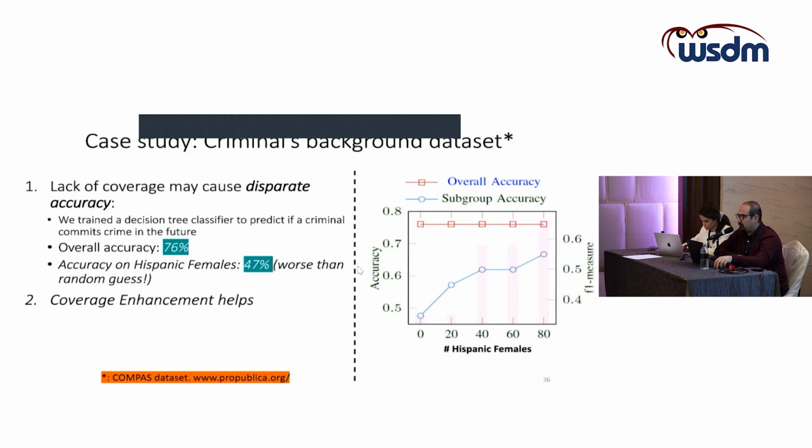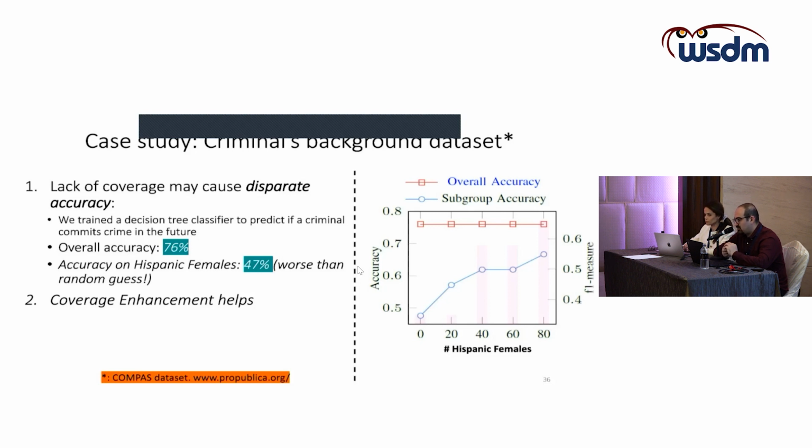Okay, so from the experiments, I'm going to show only one result. We are looking at the COMPAS data set. In the COMPAS data set, we created different cases with different coverage of the Hispanic females group, and we created a model that had an overall accuracy of 76%, and we observed the accuracy for Hispanic females across different cases. First observation is that when we don't have any coverage for the Hispanic females, the model is doing a bad job with those. So it has an accuracy of 47%, which is less than random, right?